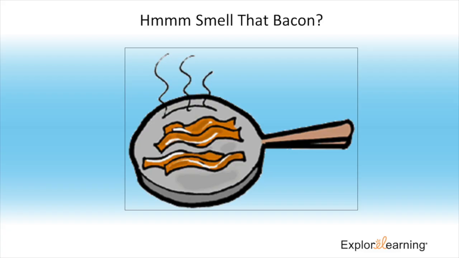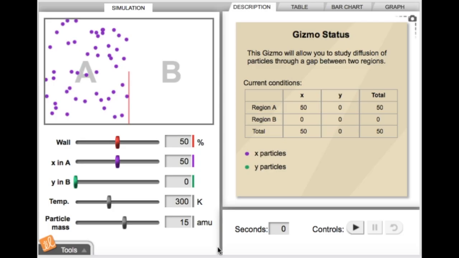Have you ever woken up to the smell of breakfast cooking on a Saturday morning? How do you think the smell travels from the kitchen to your bedroom? In the Diffusion gizmo, you can explore the motion of particles as they bounce around from one side of a room to another. This gizmo can also be used to learn about how odors travel, how fluids move through gaps, and the thermodynamics of gases.